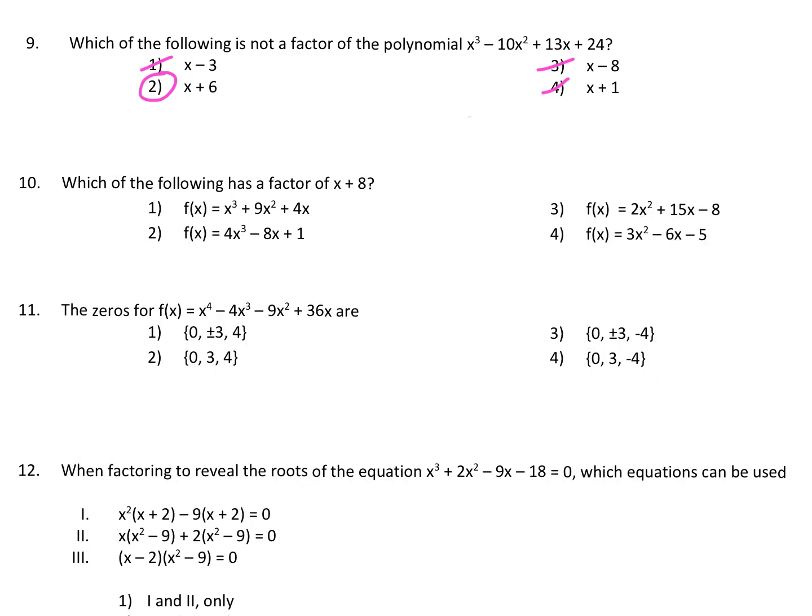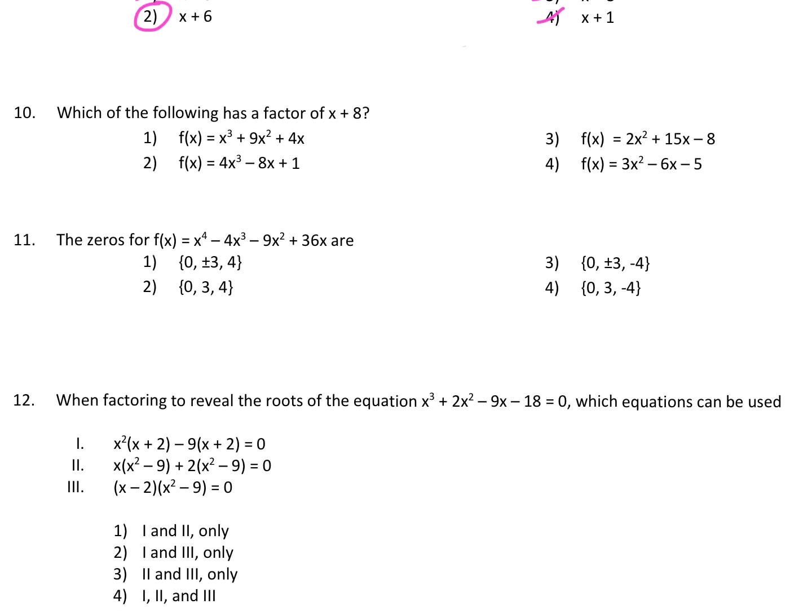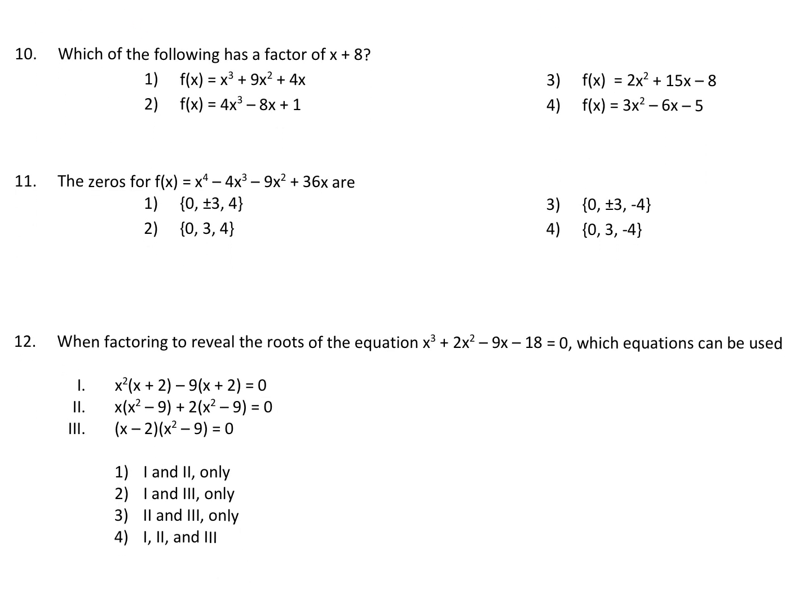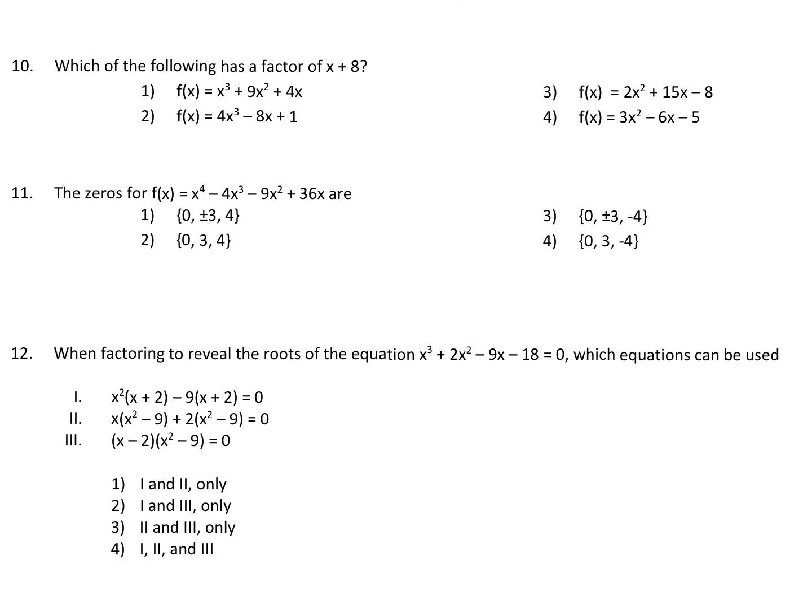Okay, so number 10, which of the following has a factor of x plus 8? Okay, so what they want you to do is something similar to number 9. They want you to graph each of these one by one in your calculator, so you're going to do it one at a time. And if we have a factor of x plus 8, doesn't it mean that the graph should cross through the x-axis at x equals negative 8, right? We should have a 0 at x equals negative 8.